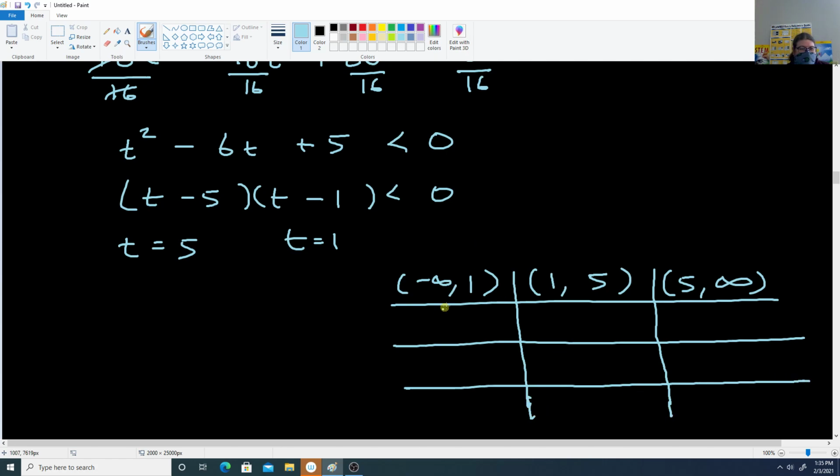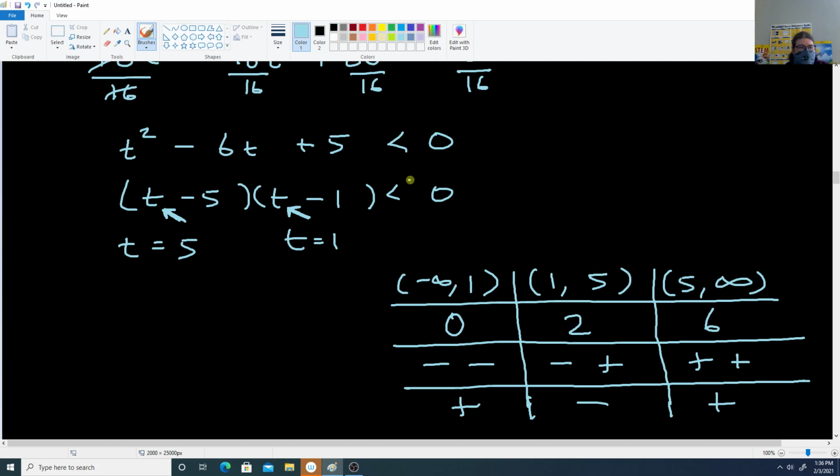Okay, let's see here. So I need a number between negative infinity and 1, so we'll use 0. I need a number between 1 and 5, we'll use 2. Something between 5 and infinity, we'll use 6. We're going to be plugging them in for these t values here and keeping track of what's going on with each of those factors. So if I put 0 in, 0 minus 5 is negative, 0 minus 1 is negative, negative times negative is positive. If I put 2 in, 2 minus 5 is negative, 2 minus 1 is positive. So we're negative there. If I put 6 in, 6 minus 5 is positive, 6 minus 1 is positive, everything's positive, so we're positive there.